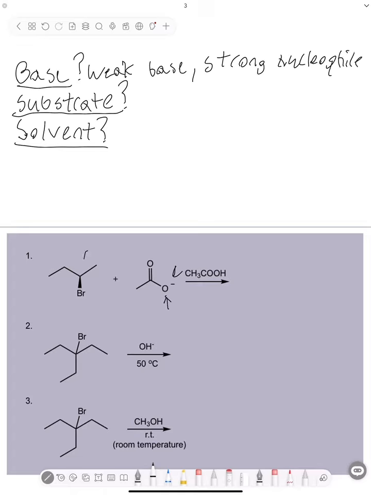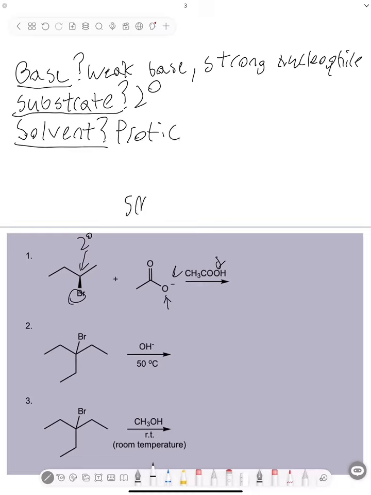I notice there's an electrophilic carbon right here because of the bromine. And this electrophilic carbon is a secondary carbon, so it's a secondary. And the solvent, there's an OH group right here, so it's a protic solvent. Now that we know all the information, let's go through our options.